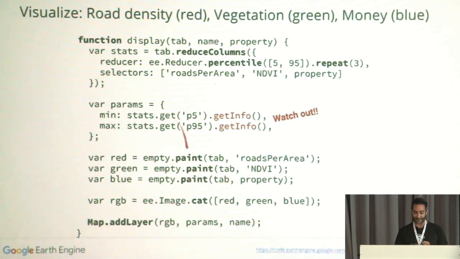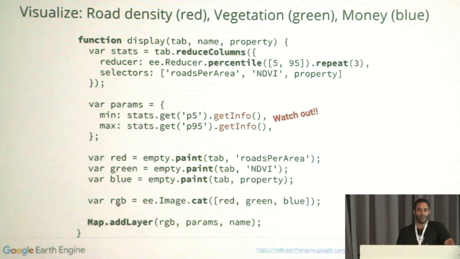But once you get those stats, you can just make 3 different images here using paint. So I'm going to paint roads into a variable called red. I'm going to paint NDVI into a variable called green, and I'm going to paint the income property into a variable called blue. You guys can probably see where I'm going with this now, right?